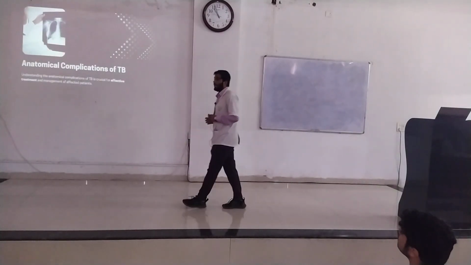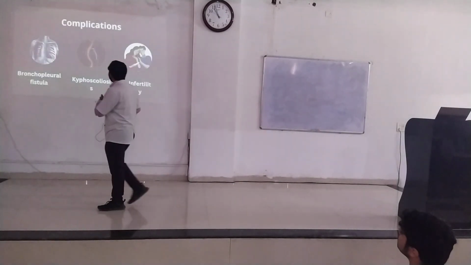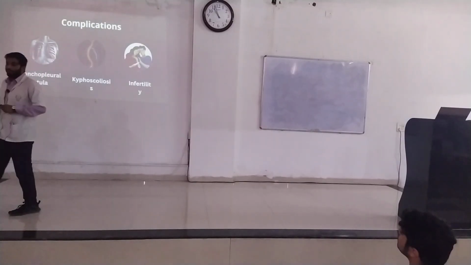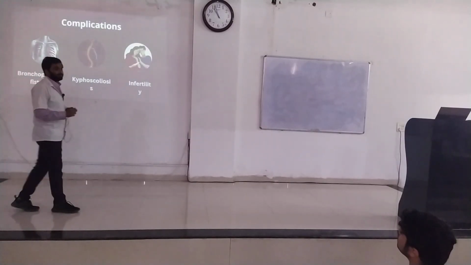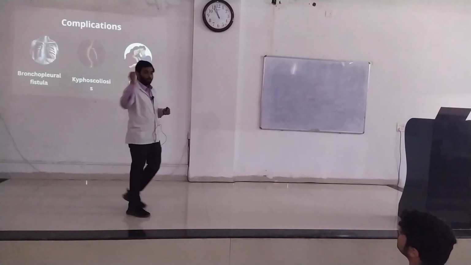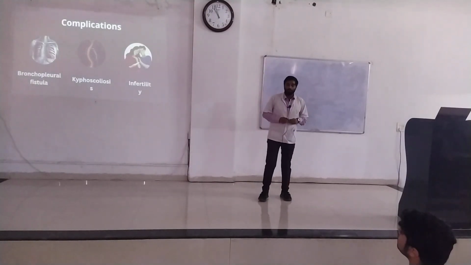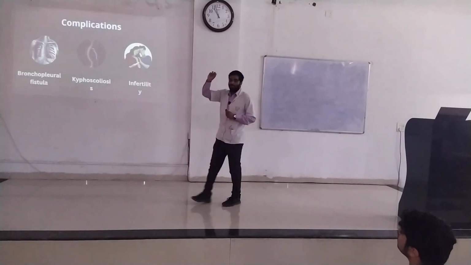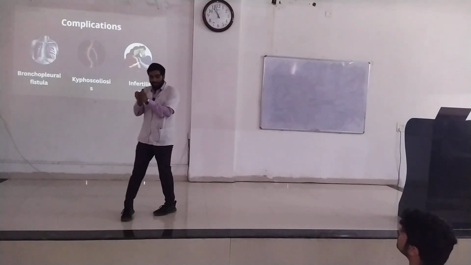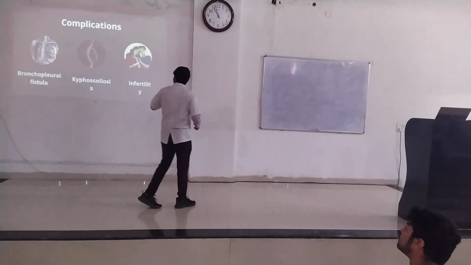Now this is when the damage really starts to get high. First is the bronchopleural fistula. In simple terms, it is a tunnel from your bronchus to your pleura. That is known as the bronchopleural fistula. Anatomically, the lesion collapses and enters into the bronchus.